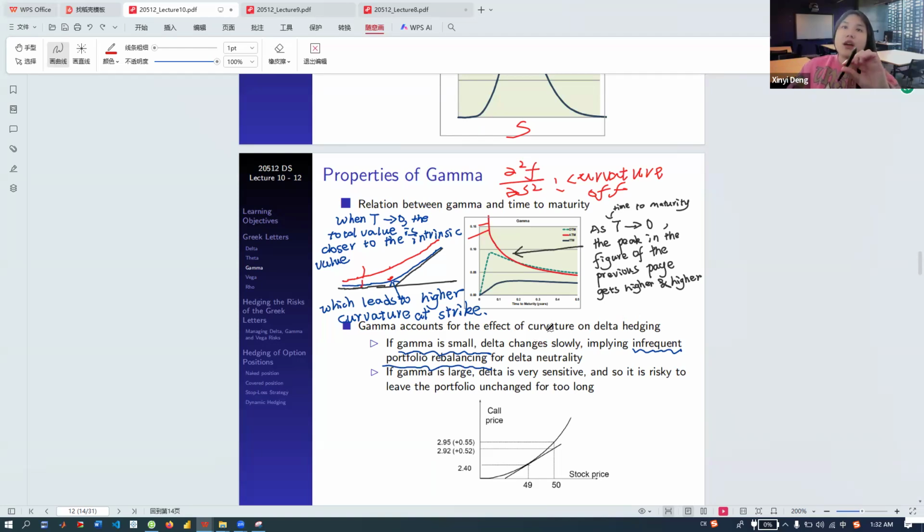But if gamma is too large, then delta is very sensitive to any change in S. So it's very risky to leave the portfolio unchanged for too long, because if you leave a portfolio with large gamma unchanged for too long, then your delta must have changed already. Therefore, you basically just lost that delta neutrality, right? And your portfolio value is going to vary a lot as well.